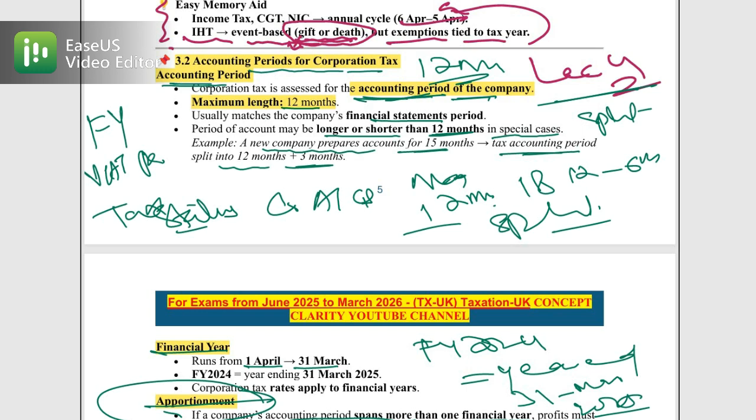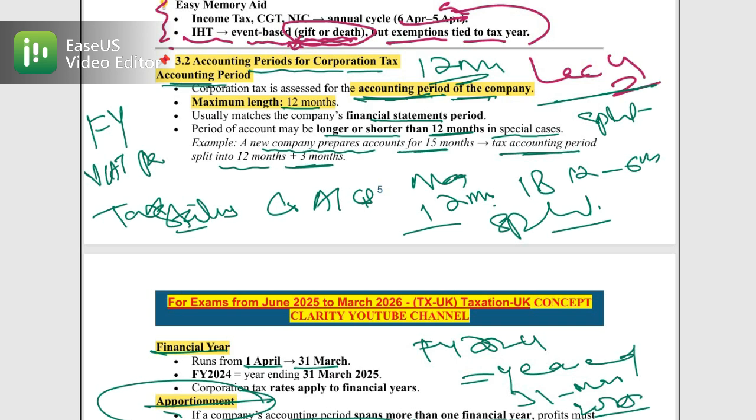But in special cases where the accounts are longer or shorter, the tax period is split. An example is a new company that prepares accounts for 15 months, so the tax accounting period is split into 12 months plus 3 months. So you have to understand that the accounting period is equal to the company accounts, with a maximum of 12 months. If longer, then you have to split it.